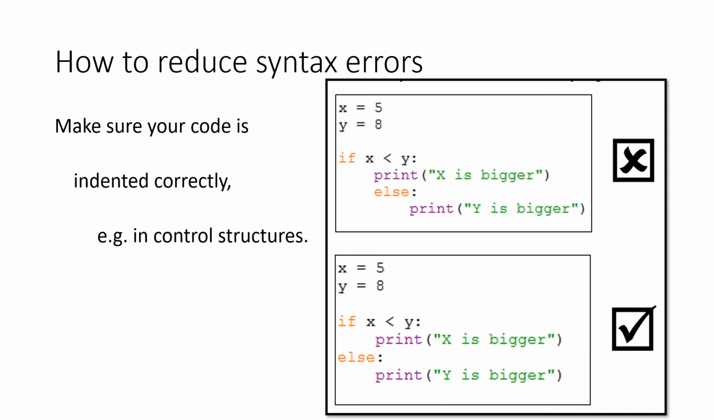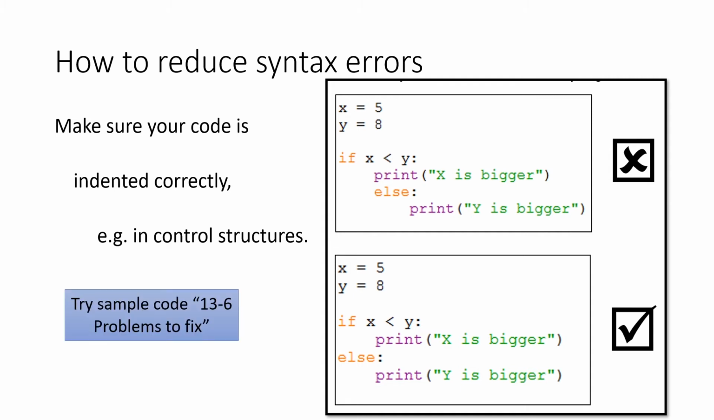Another thing to think about is your indentation. Make sure they align properly. The first example at the top there, for some reason the coder has indented in the else clause of the if statement, and that's going to give you an indentation error. The bottom example there is how you should be doing it. Align your if and else, align your two print statements. Watch your indentation.